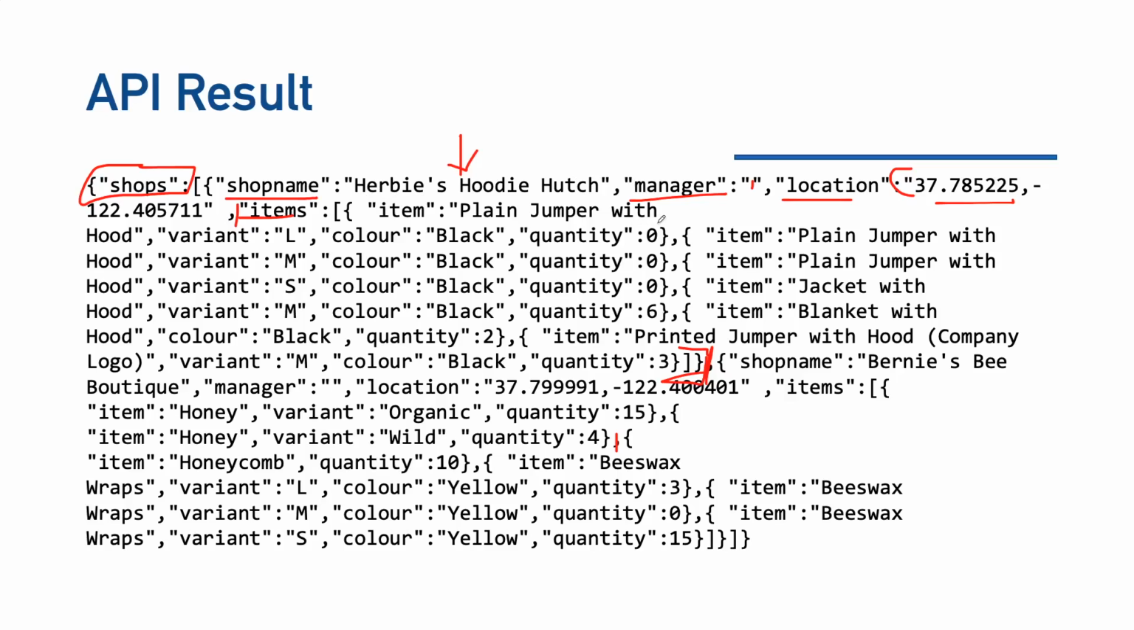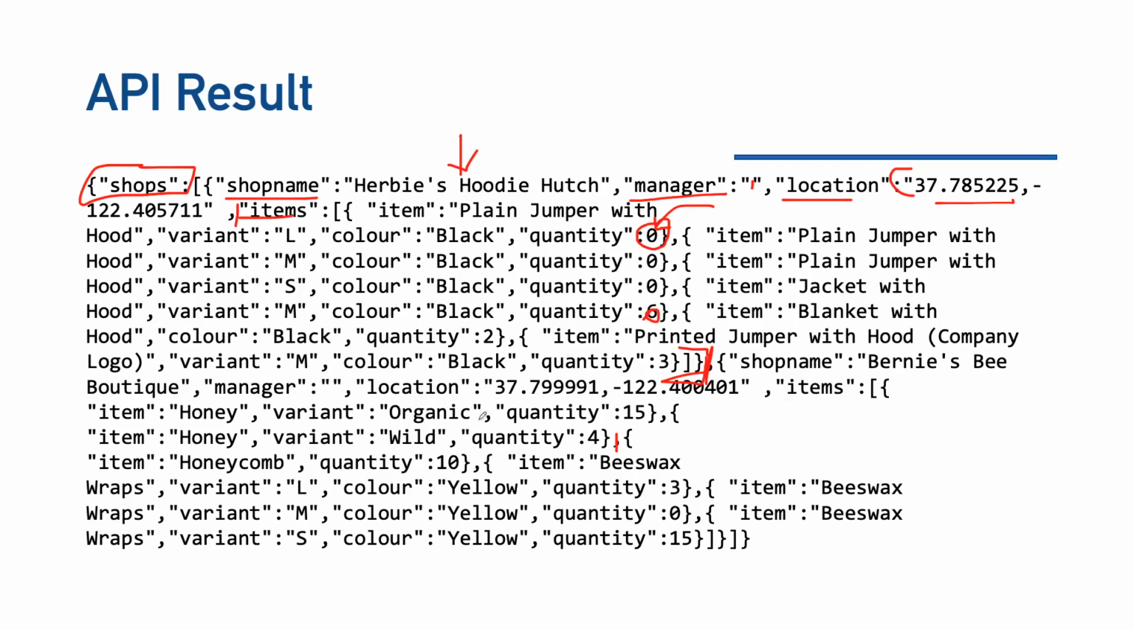The only extra information we have is their quantities of what they have in their store. Just because they have 6 quantities of jacket with hood in a variant medium, that's not really telling us something we wouldn't be able to see on the website. That's not something that's breaking something like GDPR. It's just not necessarily a bug.